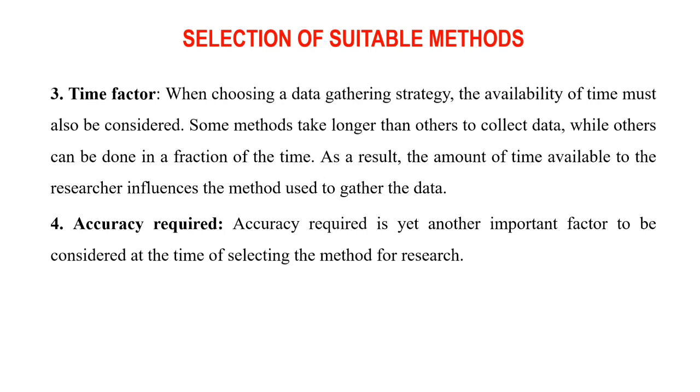So if you have only 2 months to complete a research, and you have two methods, one method takes 3 months and the second method takes 1.5 months to complete, at that time you have to select the method that will complete within 1.5 months. Then only you can complete your work within the specified period. So the availability of time, that means the time factor, is also important in selection of suitable methods for research.